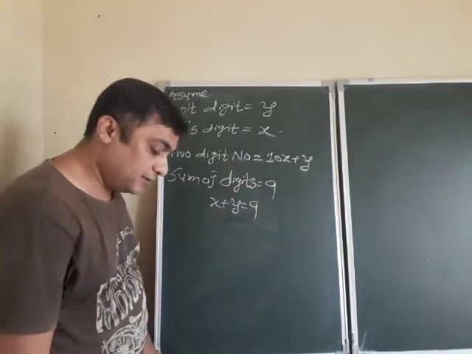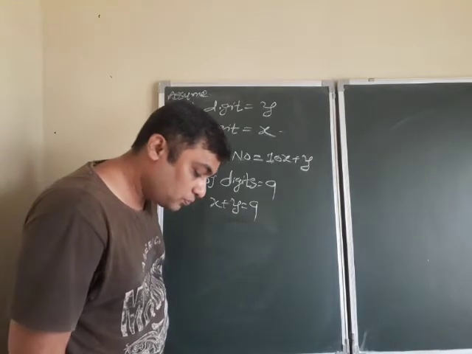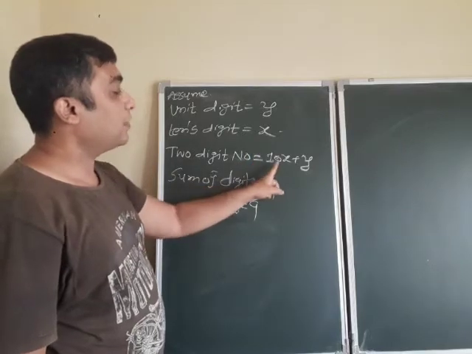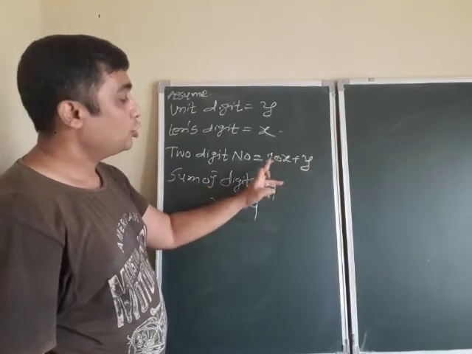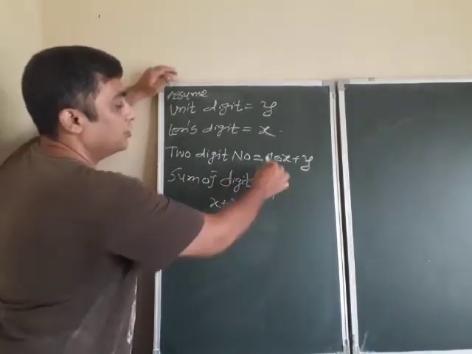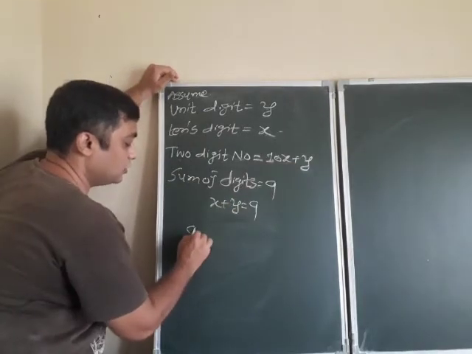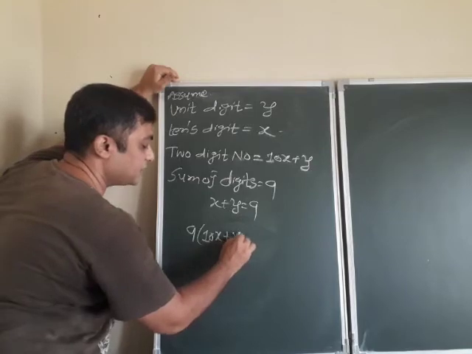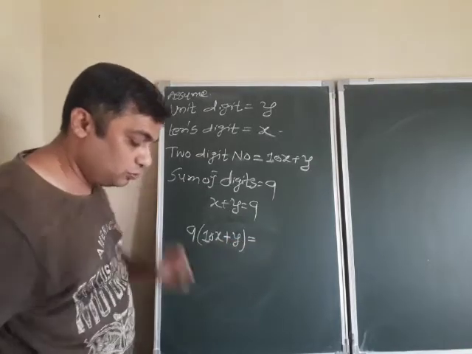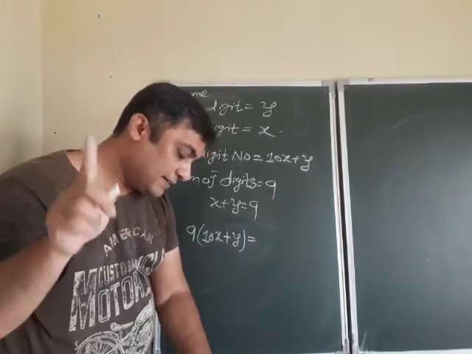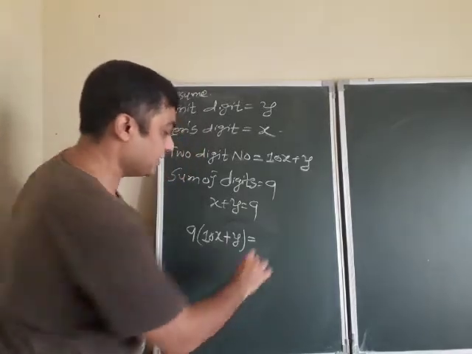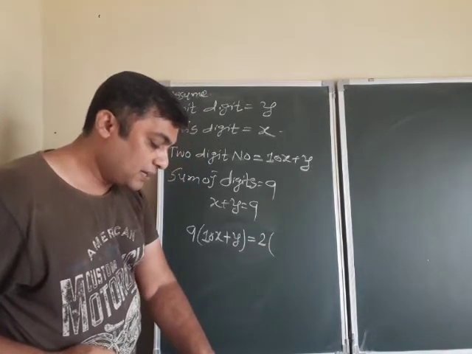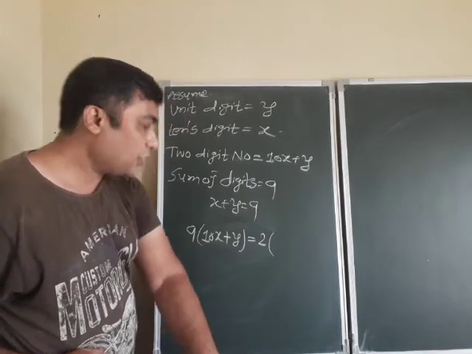Now see, read the next line. Also 9 times this number. Now they are talking about the number. So which is your number? 10x plus y. So also 9 times this number. It means 9 into 10x plus y is equal to, also 9 times this number is twice the number obtained by reversing the order of digits.